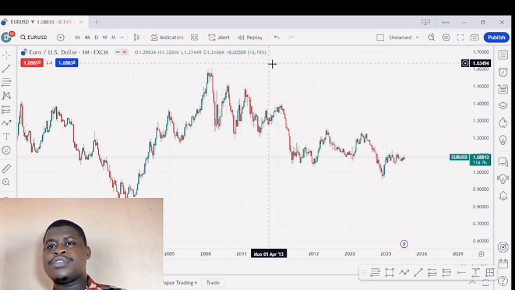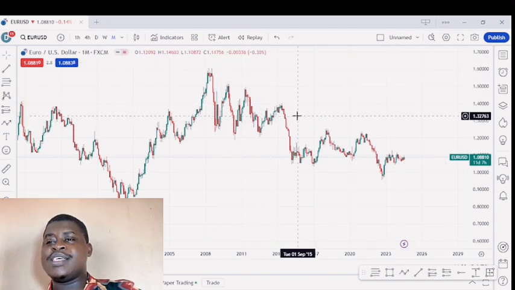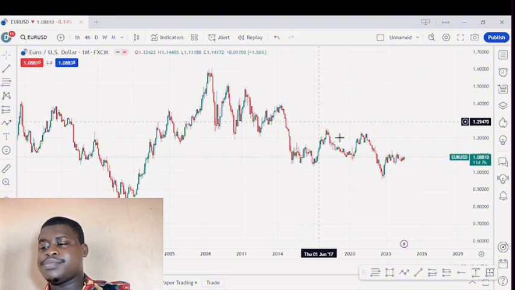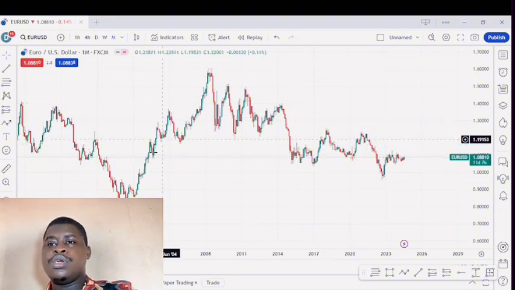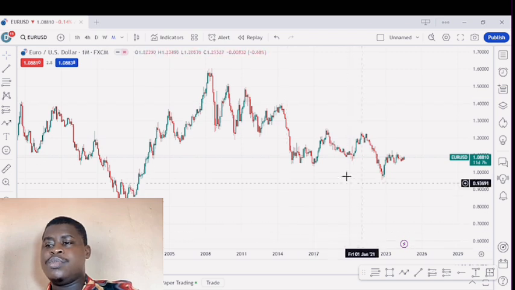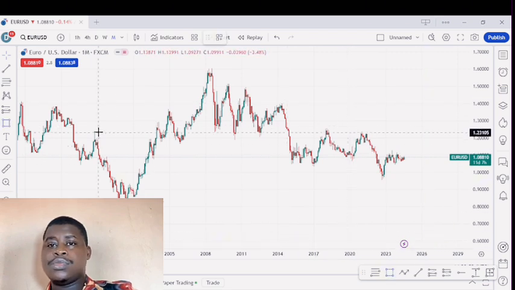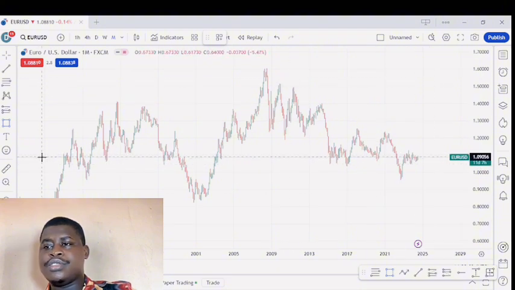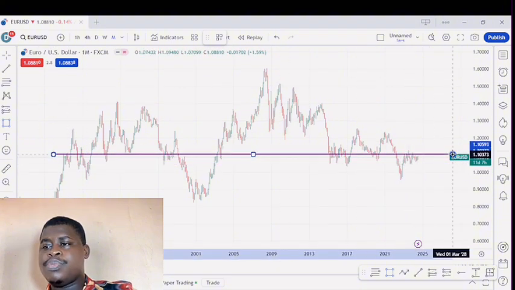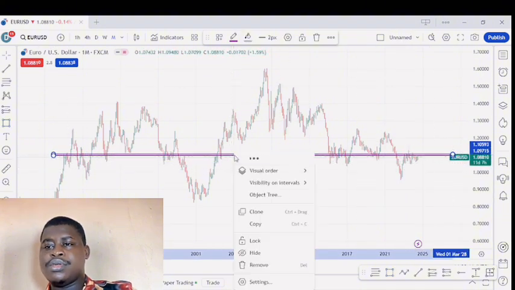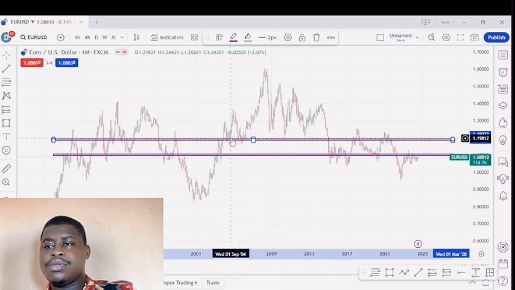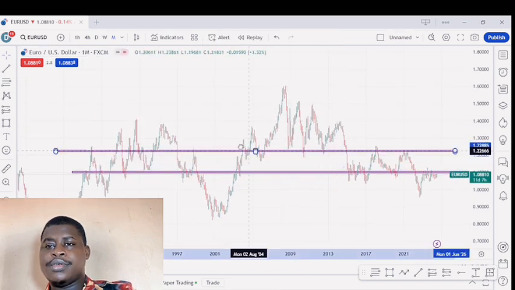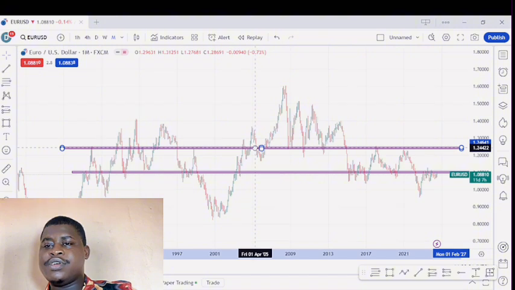So let's go. Okay, the first pair I will be analyzing today is Euro USD. Here I'm on the monthly time frame. You can see we are on a bearish trend, and let me quickly plot the key level here. One moment, I'm plotting my key level now.